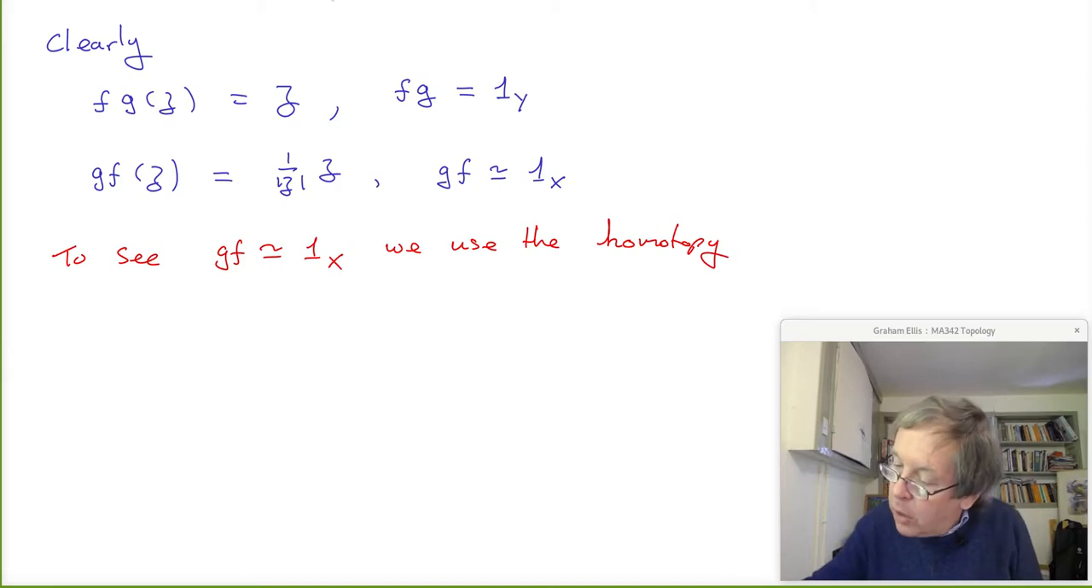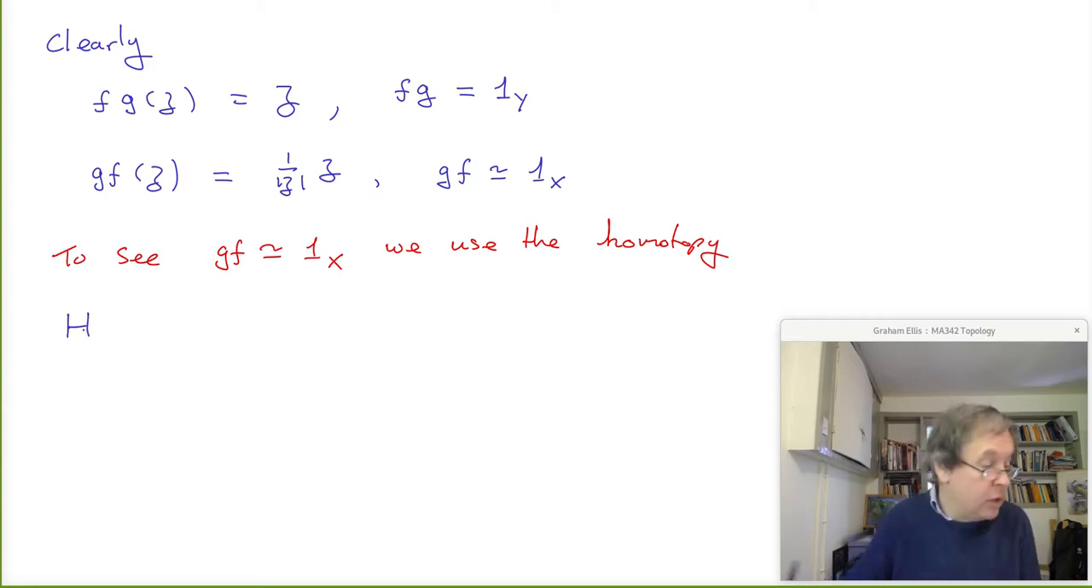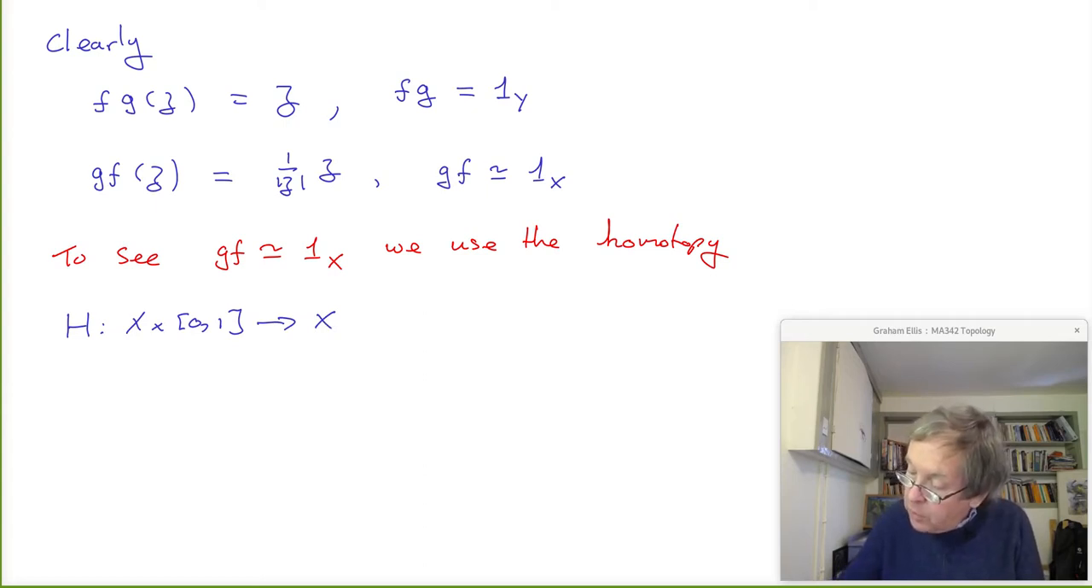Now I'm going to write down a homotopy between GF and the identity. So a homotopy, what is it? It's a continuous map, a continuous function from X direct product the unit interval to X. Yep, that's what we want, because we want a homotopy between GF, which is a map from X to X, and the identity on X. So this is what my homotopy should look like. And I have to give a formula for it.